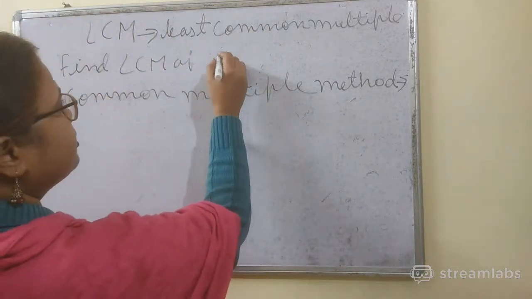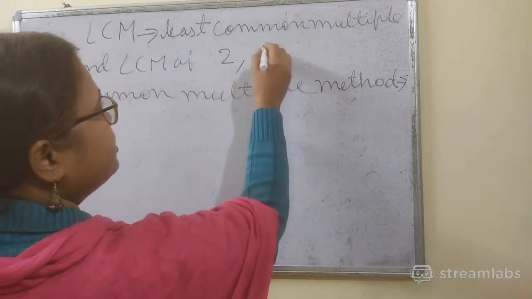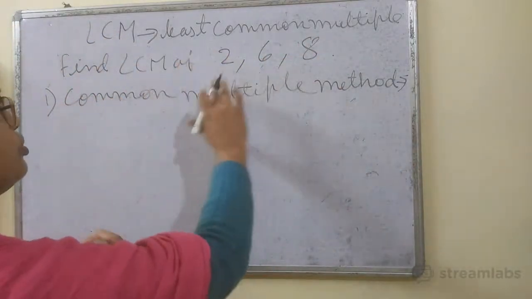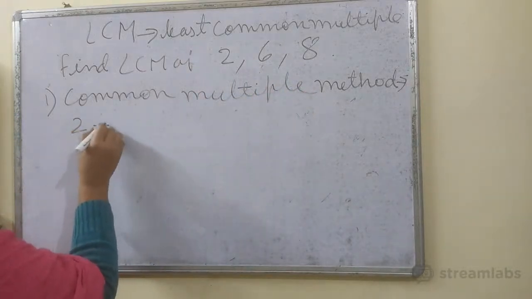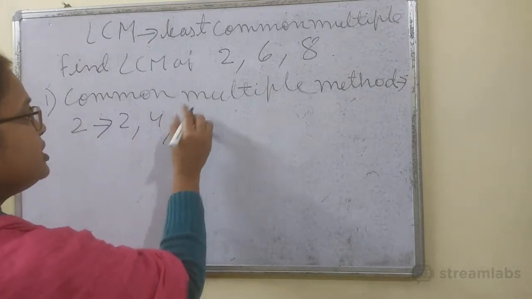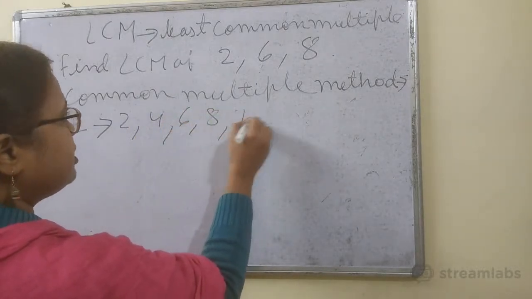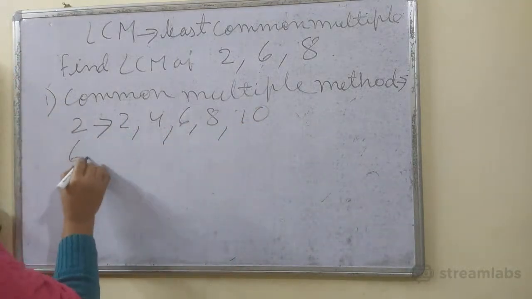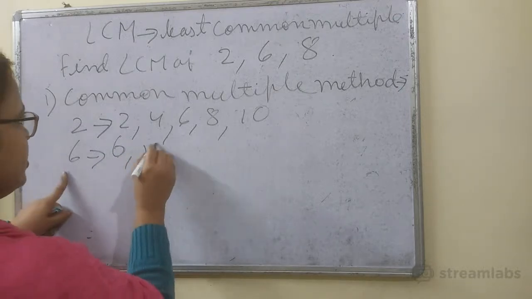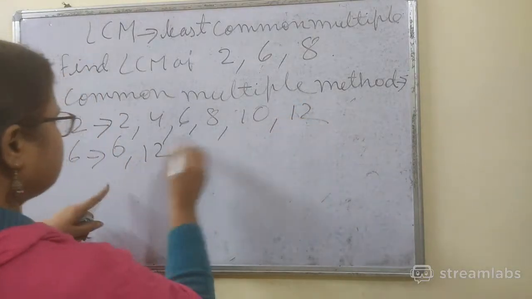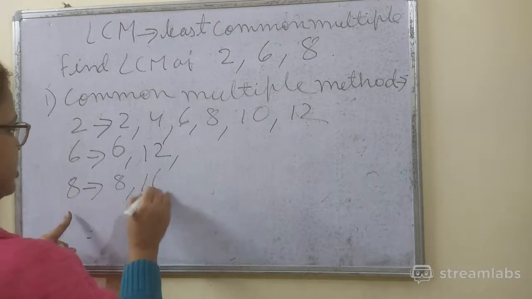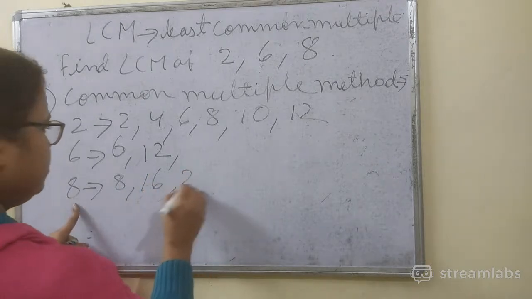Find the LCM of 2, 6 and 8. 3 numbers are here. So you have to find the LCM of 2, 6 and 8. So multiples of 2: 2 1s are 2, 2 2s are 4, 2 3s are 6, 2 4s are 8, 2 5s are 10. Then multiples of 6: 6 1s are 6, 6 2s are 12. Here also we can write 12, so 12 we have got it. Then 8: 8 1s are 8, 8 2s are 16, we have not got it.